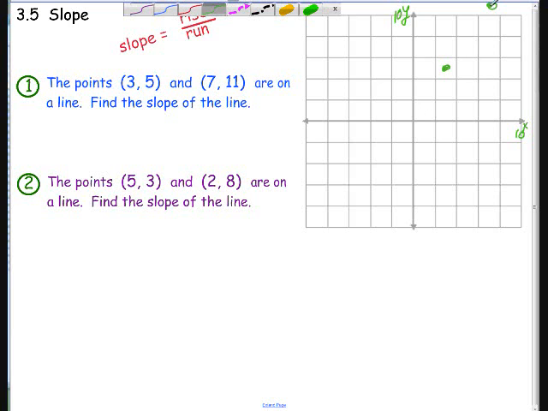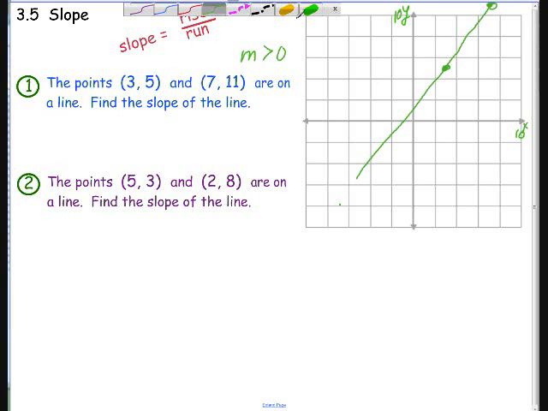So I've got a line, that's probably not too accurate, but something like that. And one of the things I notice is I have a positive slope. So I expect to see slope being greater than 0. What is the slope of this line?